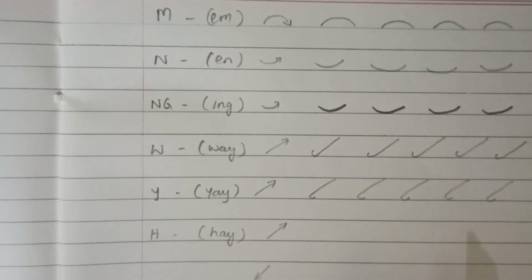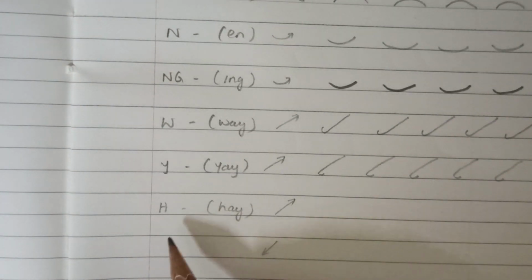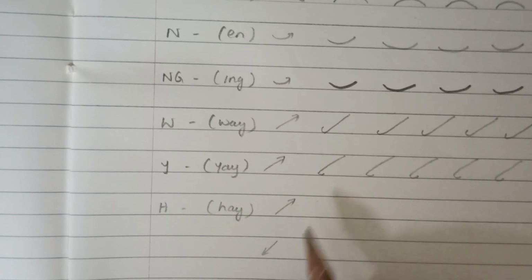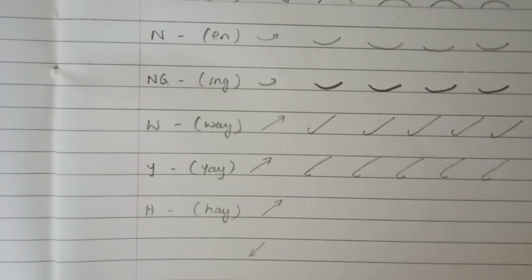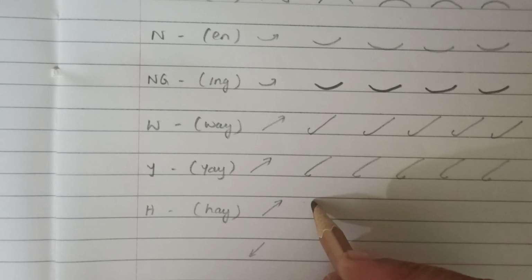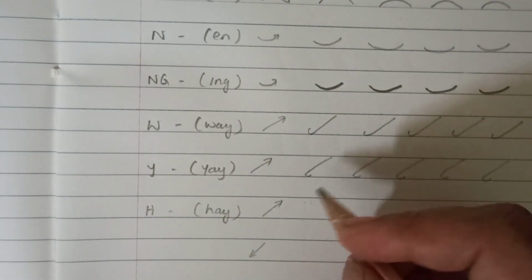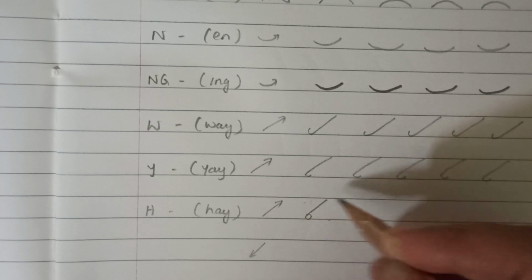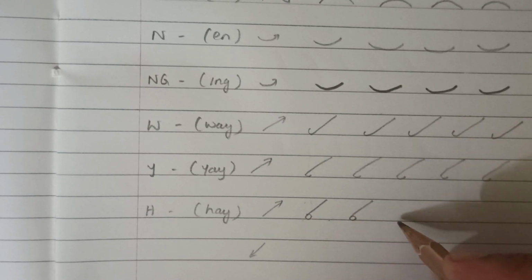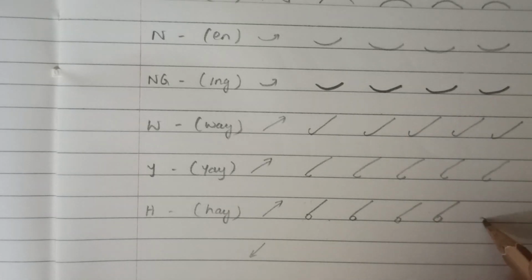Next comes the last and final stroke, that is H, or hay. And H we have both upward as well as downward. So how you can write H is like this: an initial circle, a small circle connected with a slant line. Sorry, this is downward. I'm going to write upward. The sound of this is hay.